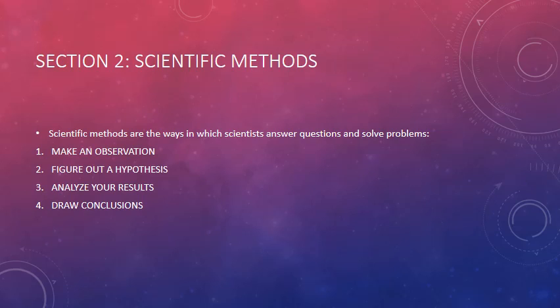Observation, to observe something, is to gather information using your senses. 2, figure out a hypothesis. A hypothesis is a possible explanation or answer to a question. A good hypothesis is testable. Basically, a hypothesis is just an educated guess.